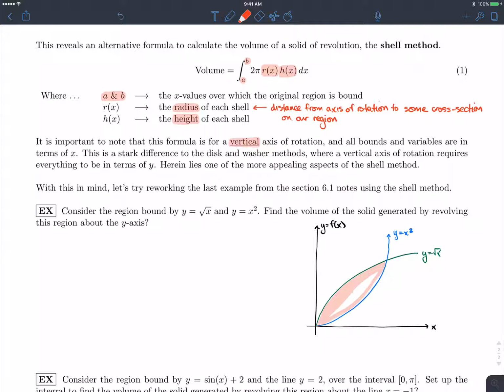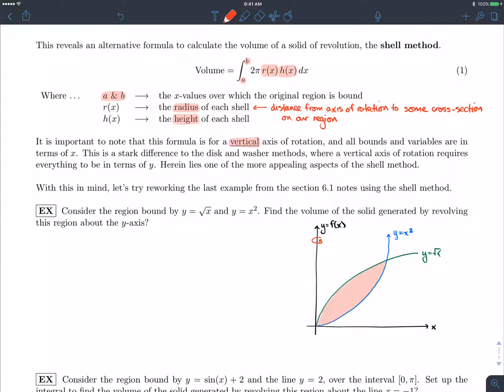Now, looking back at 6.1, when we set this up, since we were rotating it about the y-axis, a vertical axis of rotation, we had to do a few things. We had to draw a cross section perpendicular to the axis of rotation, and then we had to turn everything into functions of y's. That took time, and sometimes it can be a little bit awkward. It wasn't too bad for this one, but in other cases it can be a little bit tricky.